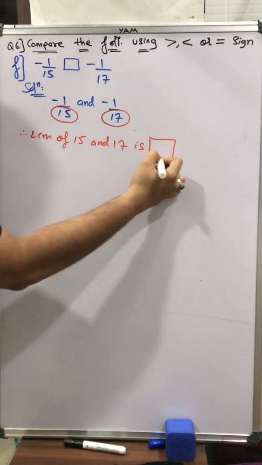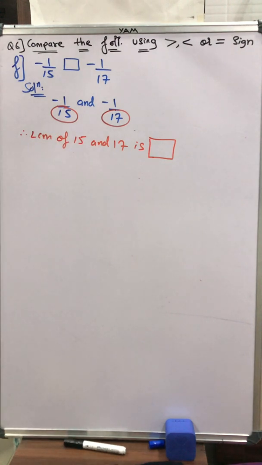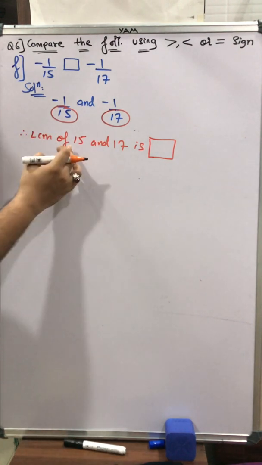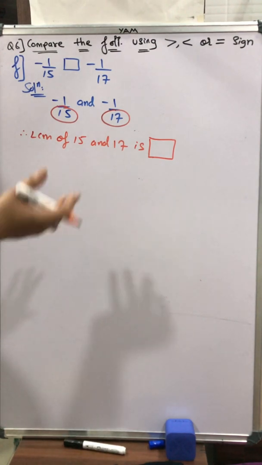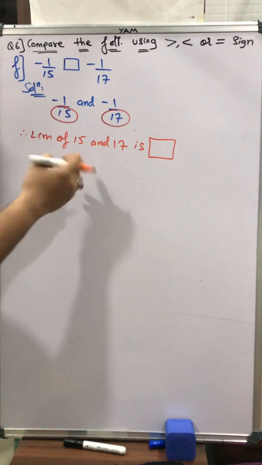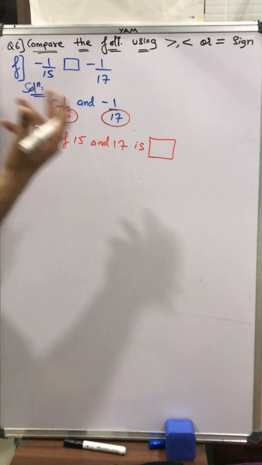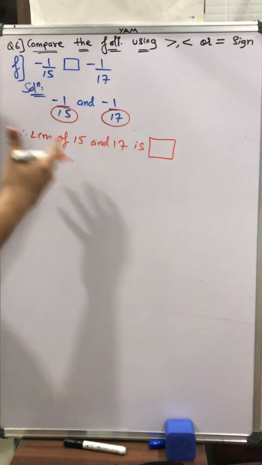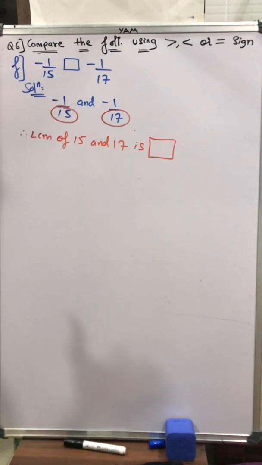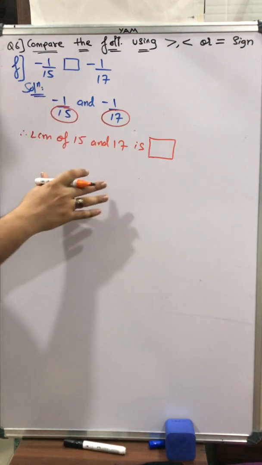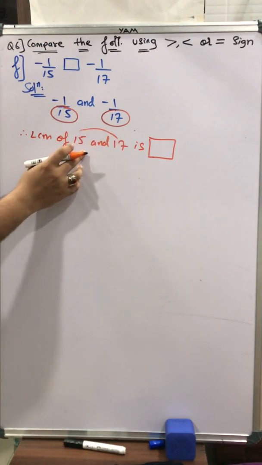Therefore LCM of 15 and 17. You should know the fact that there is no common multiple between 15 and 17. So when we don't have any common number which goes in 15 times table also and 17 times table also, then LCM is nothing but just the multiplication of 15 and 17. There is no common number 2, 3, 4, 5, 6, anything which goes in 15 and 17 both. So whenever such two numbers are there, then their LCM is just the multiplication. So we just have to multiply 15 and 17.